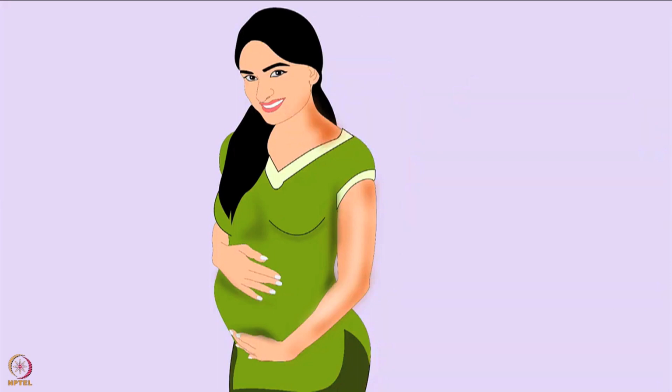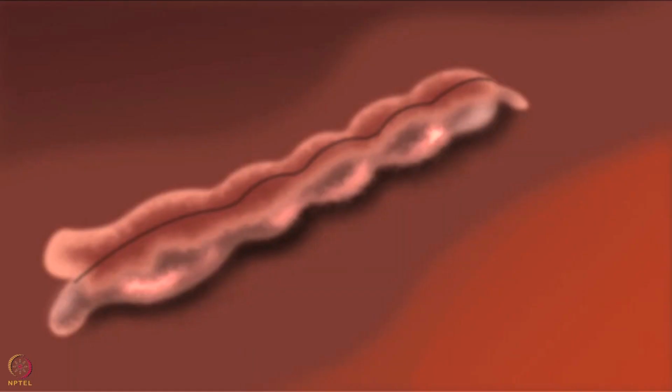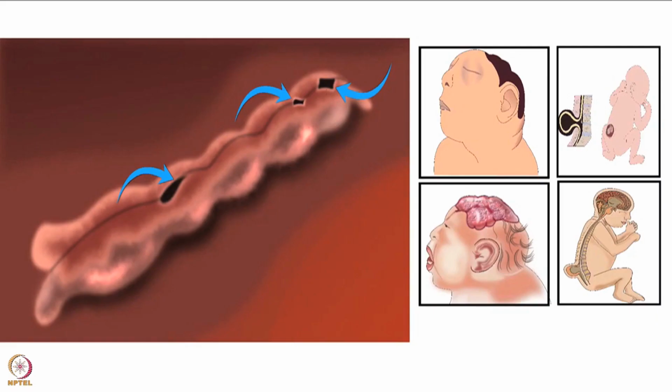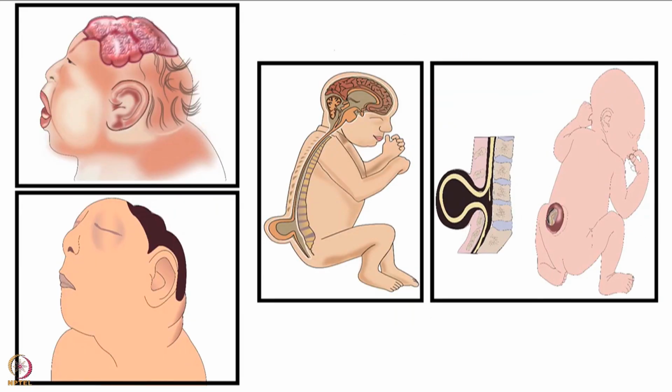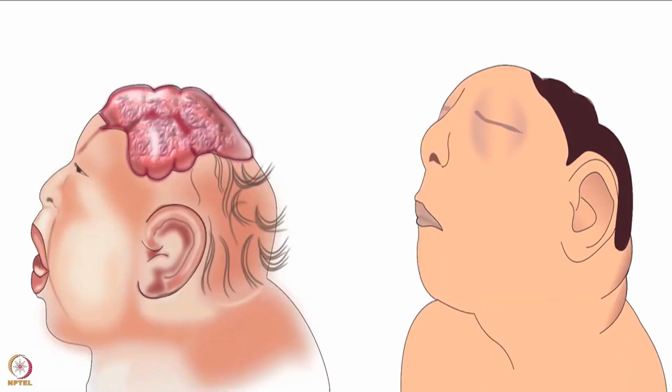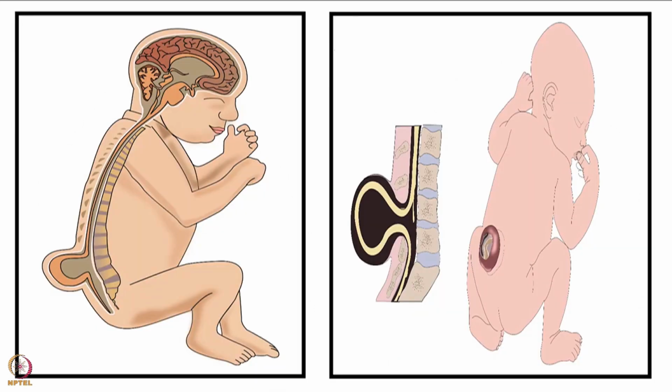It is also required for a healthy pregnancy and for closure of the neural tube. The neural tube develops into the brain and spinal cord of the baby. Failure in closure of the neural tube may result in neural tube defects. Neural tube defects are birth defects of the brain and spinal cord. The two most common neural tube defects are anencephaly and spina bifida. In anencephaly, parts of a baby's brain and skull do not form correctly. In spina bifida, the baby's spine does not develop properly.